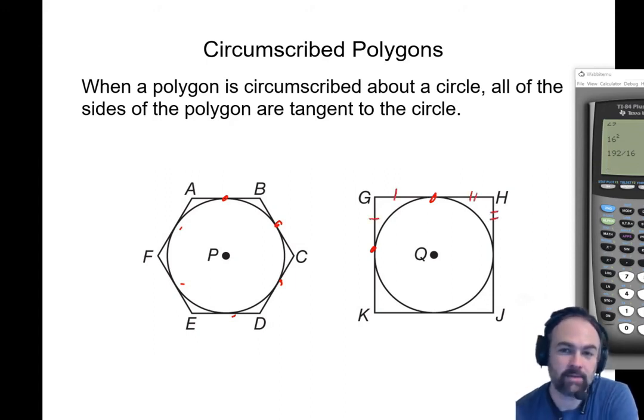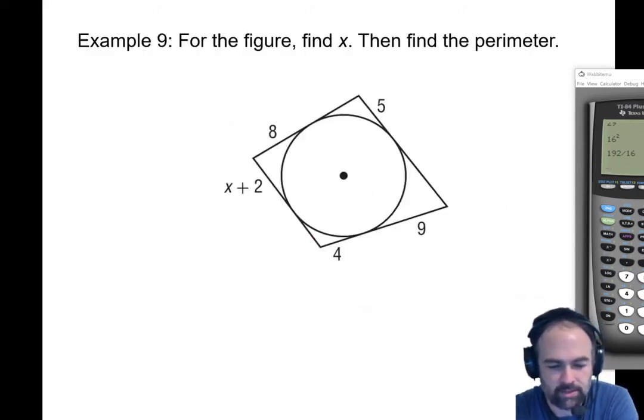Now, in this particular case, they were both regular polygons, a regular hexagon and a regular quadrilateral, or a square. That's not important, okay? That just happens to be the picture that I chose here. You'll see that in the next two examples.